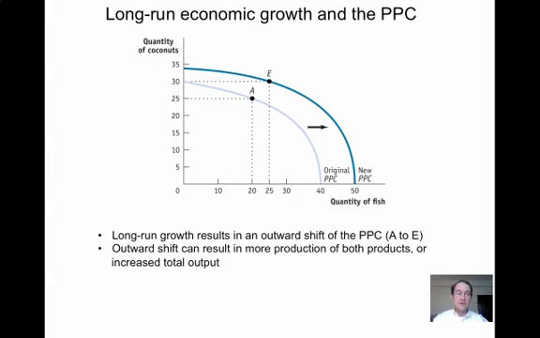The important thing to remember is that long run growth results in an outward shift of the production possibilities curve. You can see here going from point A to point E. Remember that that outward shift can and often does result in more production of both products or increased total output. Very important for us to remember.